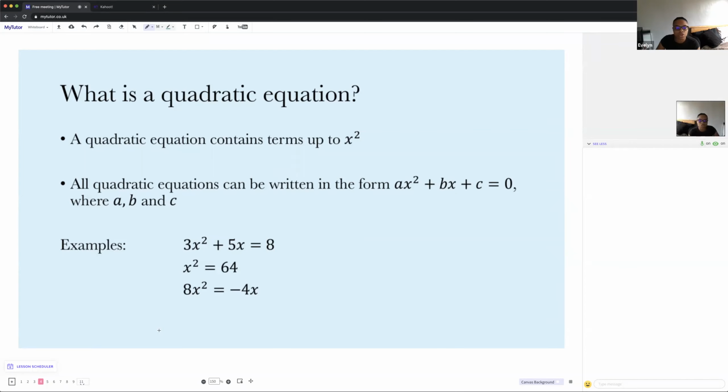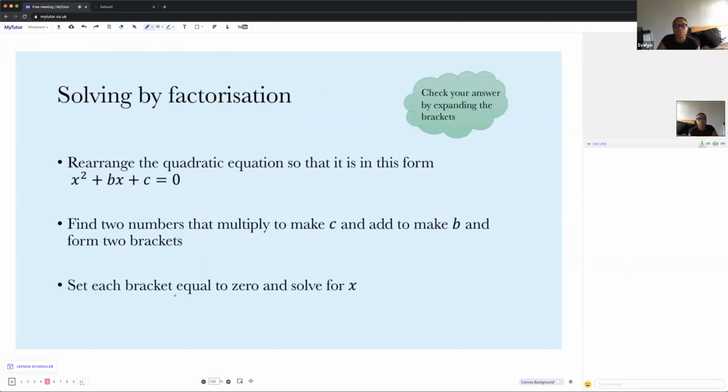Right, so someone has asked, will we be doing quadratic formula today? We will not be doing quadratic formula. The reason why I've chosen not to do that is because it's not required on both the foundation and higher paper. That's only the higher paper. So this session is more for everyone, not just for the higher GCSE students.